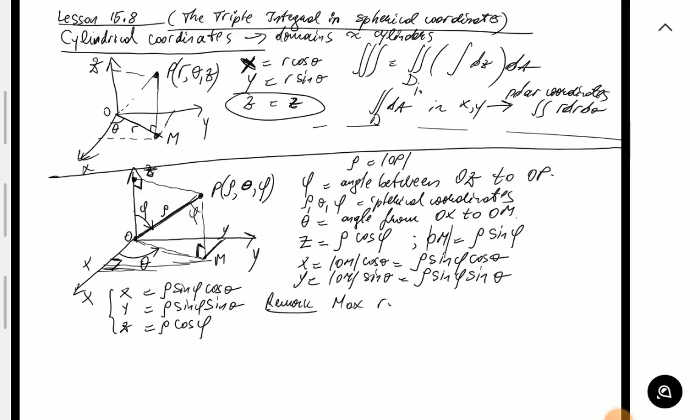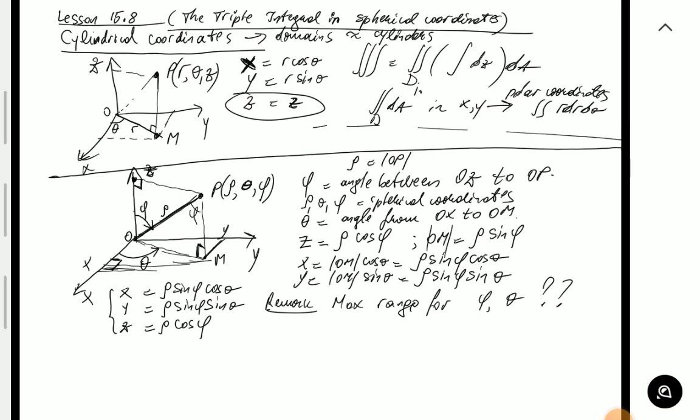The maximum range for phi and theta, what is it? Maximum range actually occurs when the domain is in fact a full sphere. Oops, something dropped here. So why do we have a maximum range for these angles?